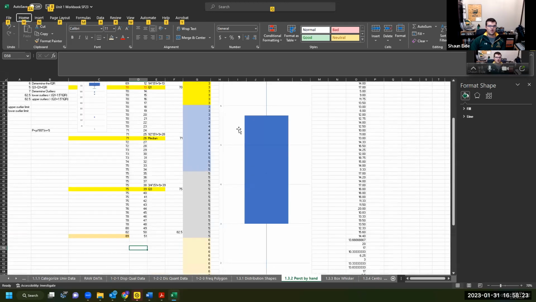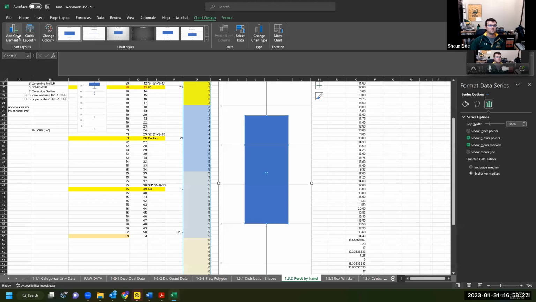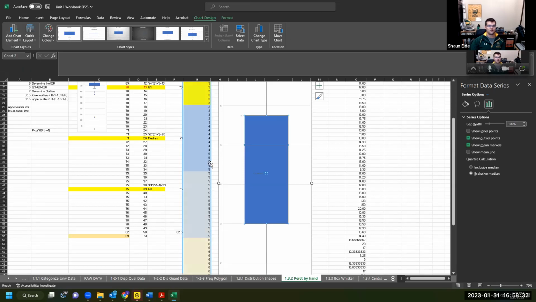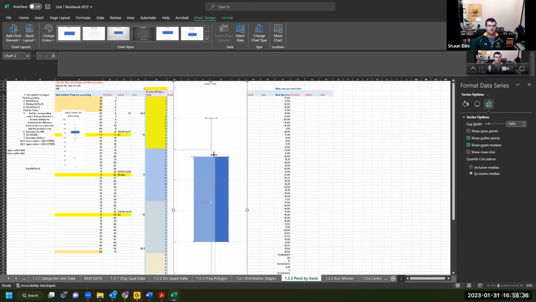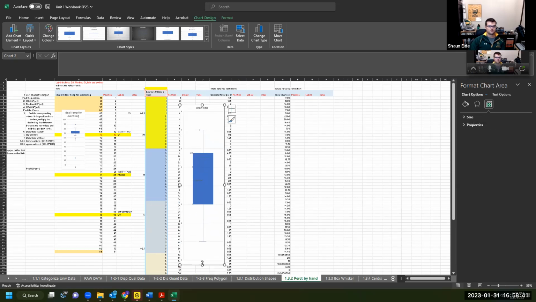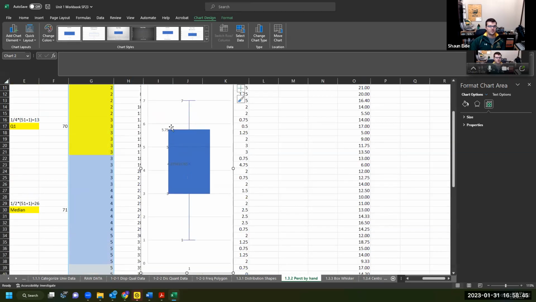The other thing that I want to do is click on this and do chart design, add chart element, and put data labels off to the left or off to the right. I really don't care where they go. I'm going to make this just as long as they're legible. So what we have here is the minimum value, which is 1, the maximum value, which is 7, Q1, the median, and Q3.